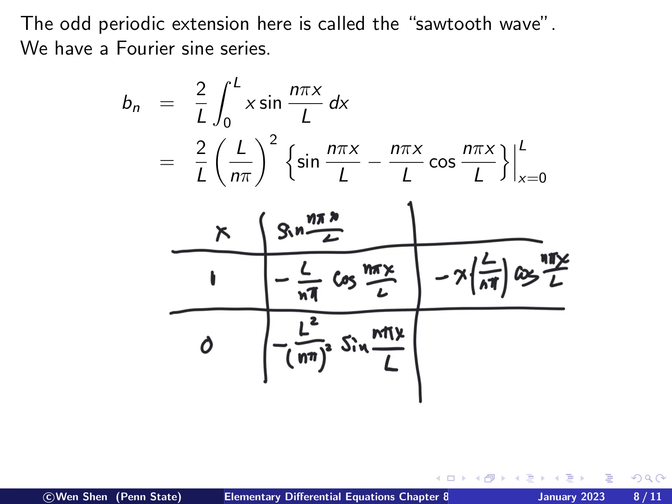And then for this term, it will be this times that, and it will carry a negative term, and it will cancel that negative sign, so we'll just have L over m pi square of sine m pi x over L. Okay, and then we stop here and we collect the terms, which will be this one plus that one.